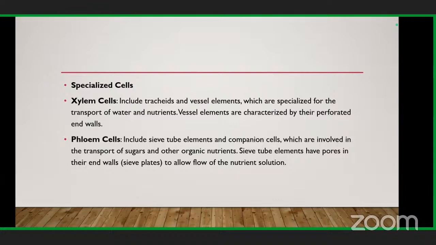So basically, these sieve tube elements present in the phloem cells have some pores in their end walls, which are called sieve plates, and they allow the flow of nutrient solution. It helps in the transportation of the nutrient solution. That is xylem cells and phloem cells.